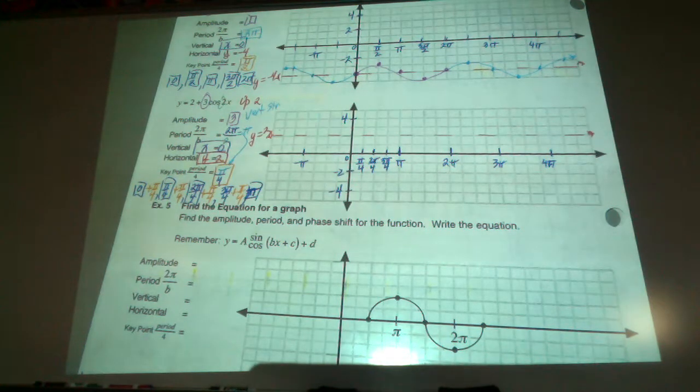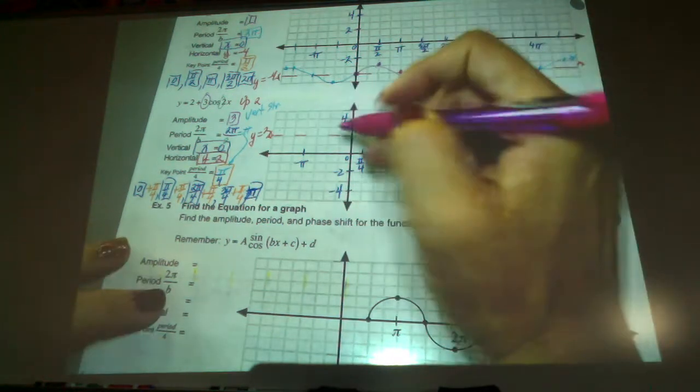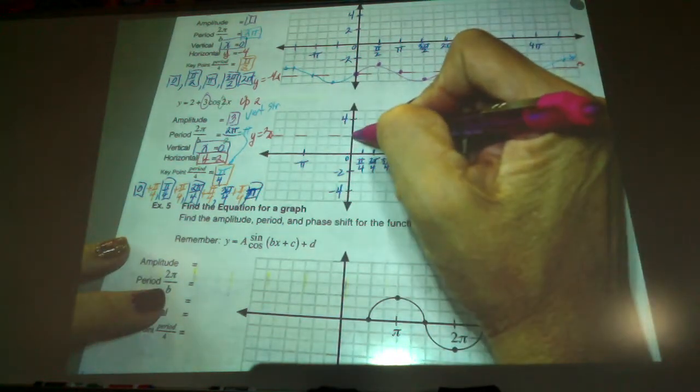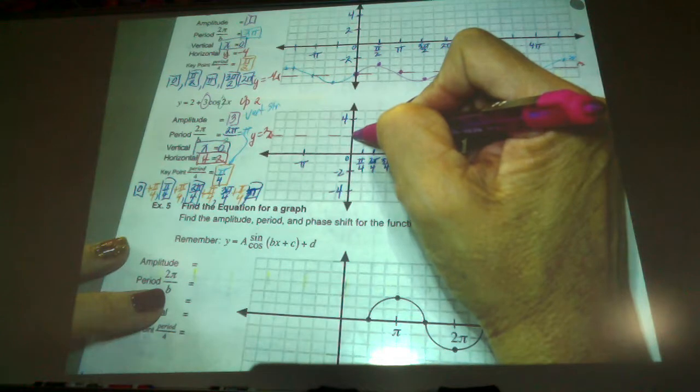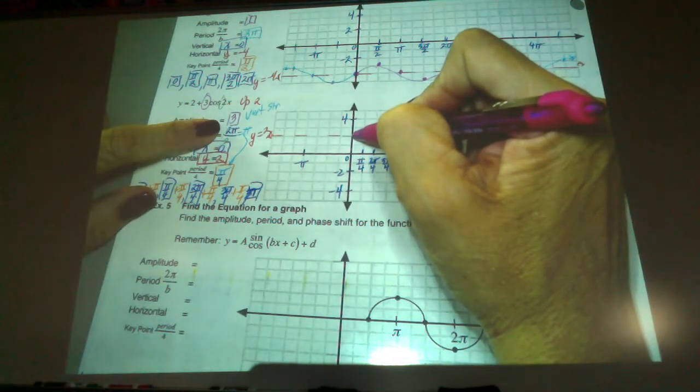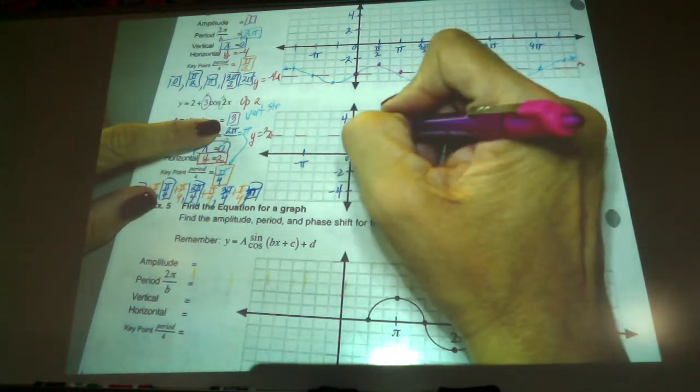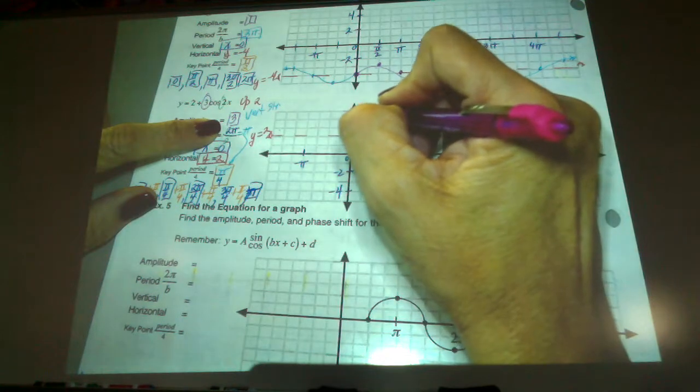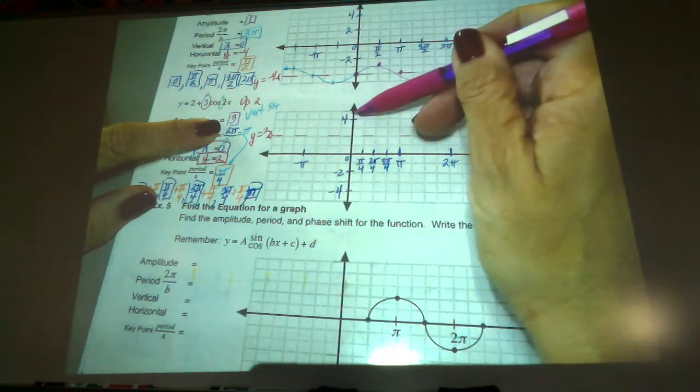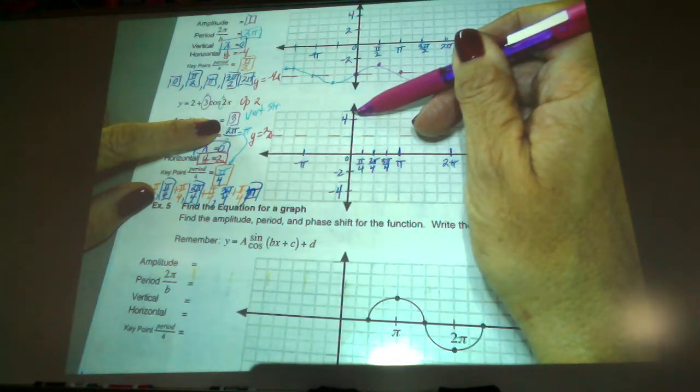We are plotting cosine. Does cosine start up at the amplitude or down at 0? Up at the amplitude. Now we don't have any reflection, so here's my normal 0 line. Well, here's my new 0 line. And we're going to go up to an amplitude of 3. So we have to count up 1, 2, 3 units above the new 0 line. So there's our actual starting point for cosine.